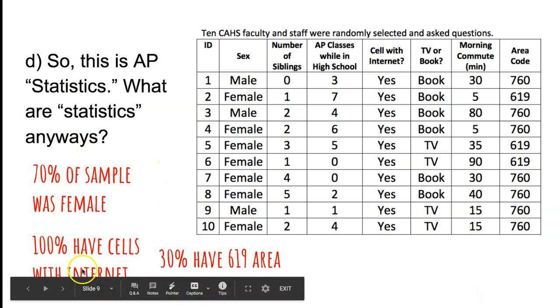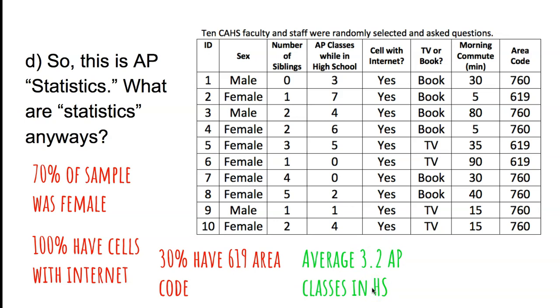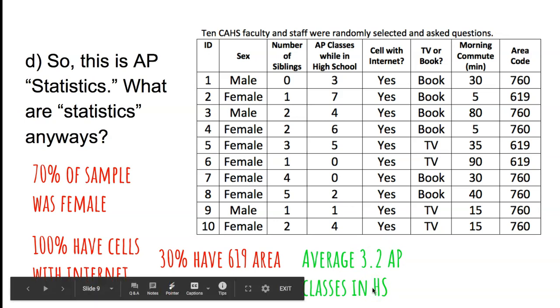Those are our categorical variables. For categorical variables, we use percentages to summarize as statistics. Whereas for quantitative variables, we use an average, for instance. There's a bunch of different statistics we could use with quantitative variables, but if we average all these AP classes while in high school, on average in this sample, 3.2 AP classes was the average number of AP classes for this sample, and that's a statistic.